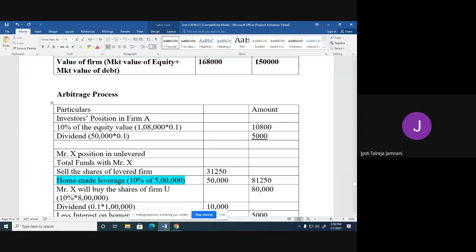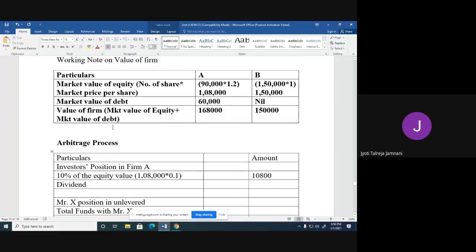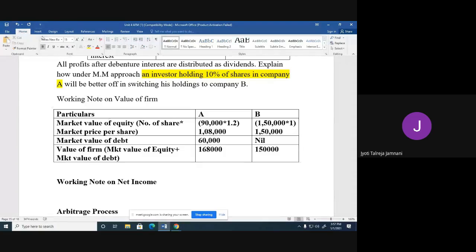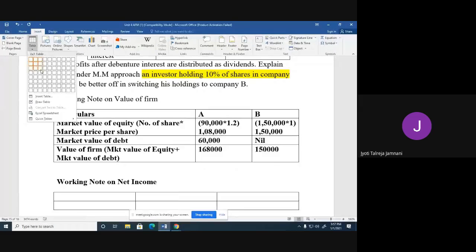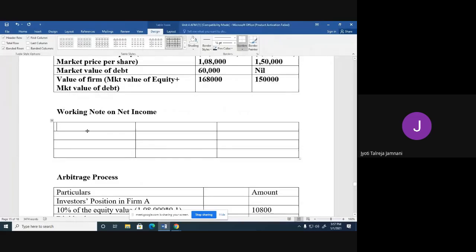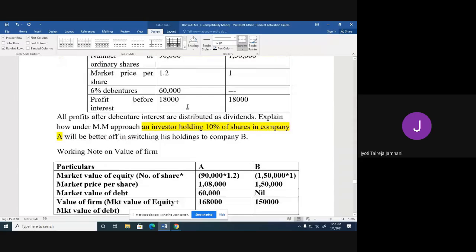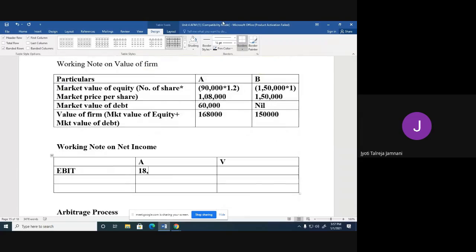Now we have to find the dividend for that particular investor. But before we do that, we should know the net income. So I missed one working note. We will write working note on net income, or we can call it earnings available to equity shareholders. So how do we find earnings available to equity shareholders? We have to do EBIT, this is A and this is B. So EBIT, they've given in the question as profit before interest, which is nothing but EBIT, 18,000 for both the firms.